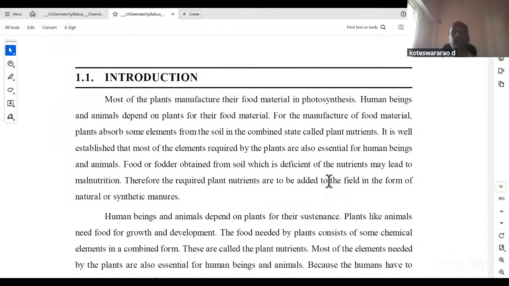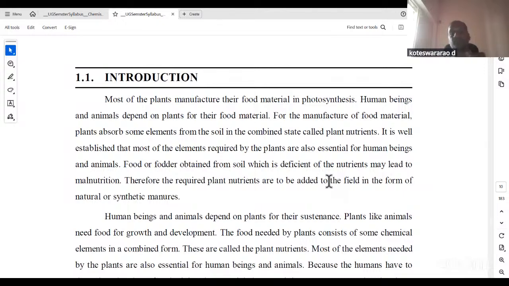Therefore, the required plant nutrients are to be added to the field in a natural or synthetic manner. Whatever elements are required by the plants can be added in the form of natural manure. Whatever manure we gather from food waste, plant waste, and animal waste can be manured naturally. That matter is used for providing the elements that will be added to the farms.